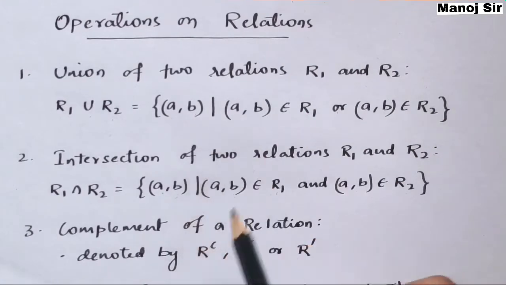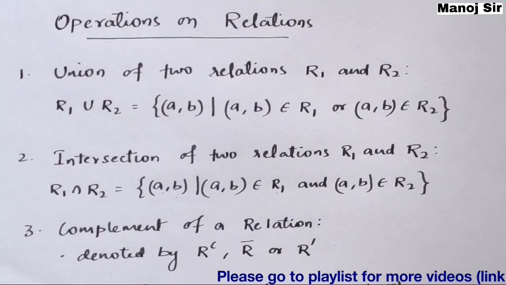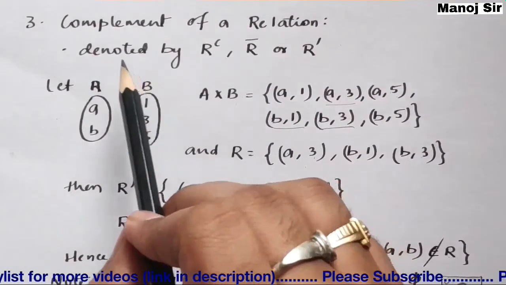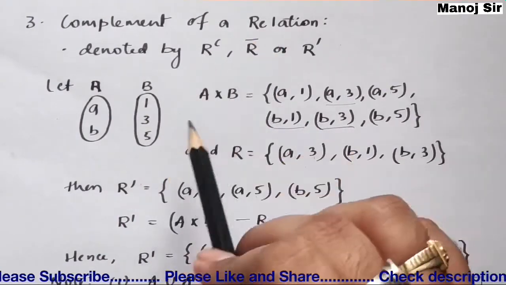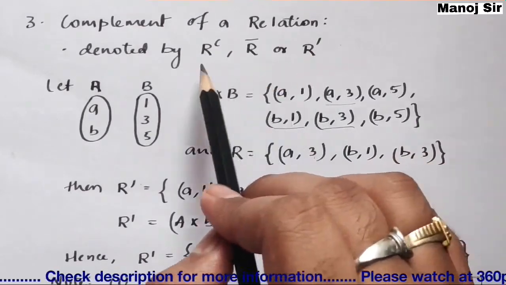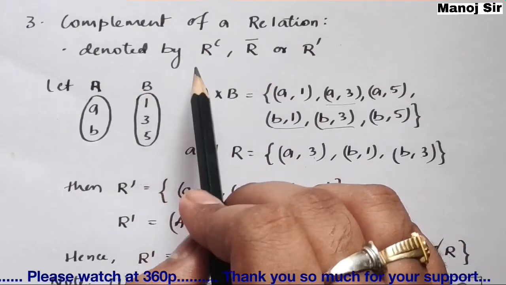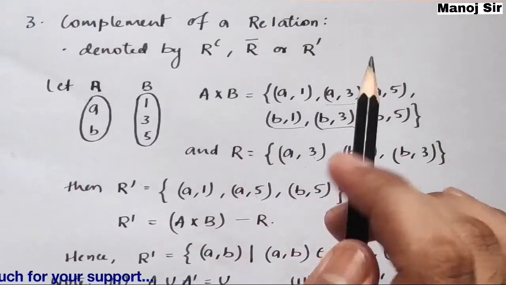So the first and second parts are over. Now we'll come to the third part, that is complement of a relation. The third part is complement of a relation, which is denoted by R to the power C, or R bar, or R dash, or you can say R prime. These are all notations used for the complement of a relation.